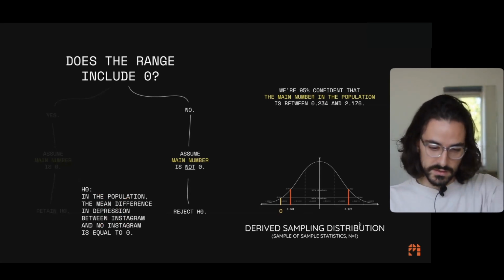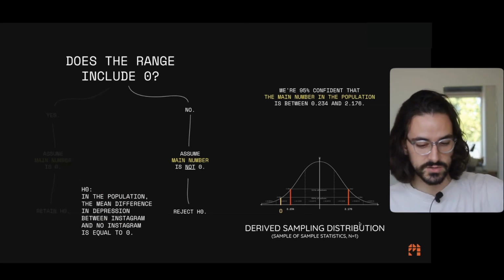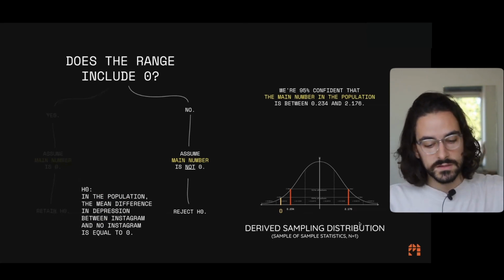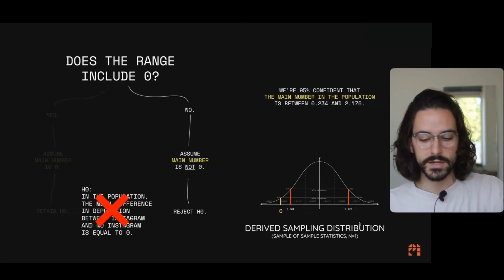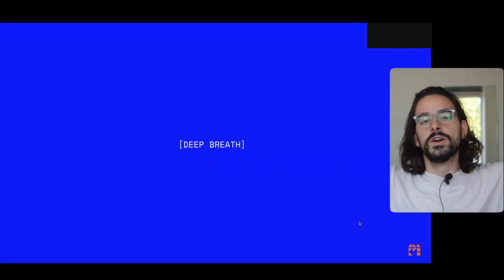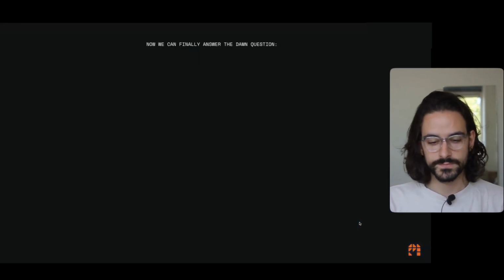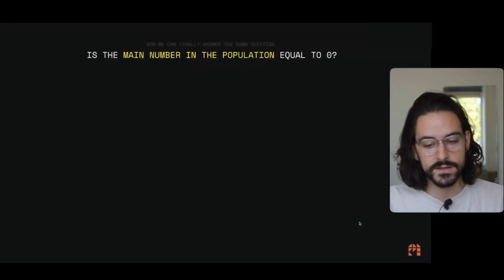It's saying that in the population, the mean difference in depression between histogram and no histogram users is equal to 0. It's not true. It's probably a different number. 0 is a very unlikely number to be. Okay, so that's the simple rule. Deep breath. Now we can finally answer the question.